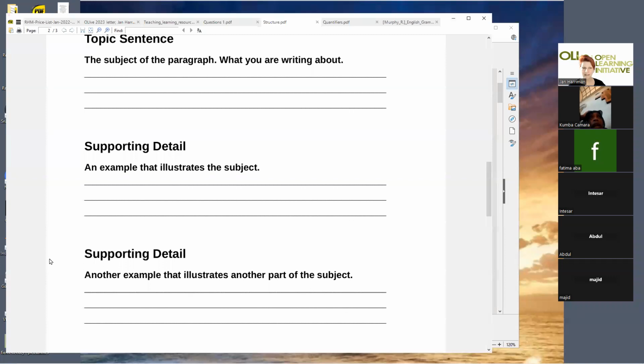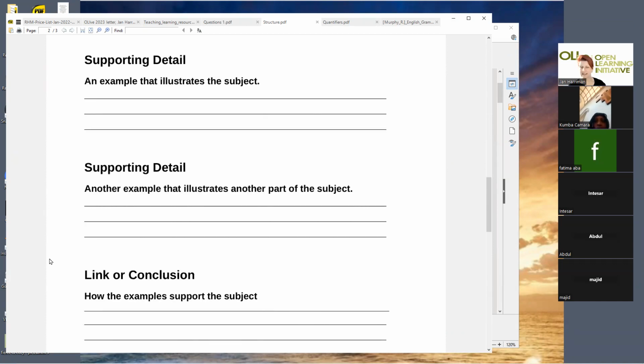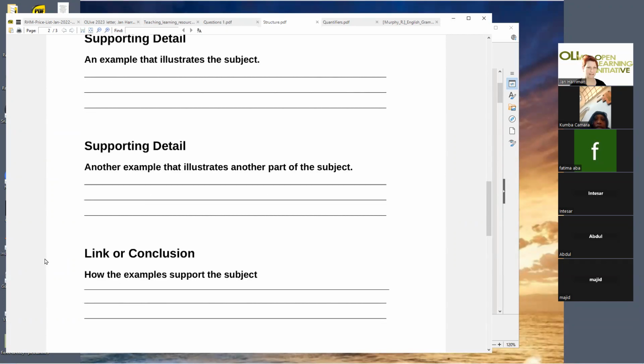Use a punctuation. Well, definitely. The conclusion. Yes, there'll be a link or conclusion. Now, if it's a paragraph inside a larger essay, it will be a sentence that links that paragraph to the main topic of the essay. If it's a paragraph on its own, it will simply have a conclusion that reminds you what the paragraph was about and why. Maybe ties some of those details together and restates how they support the topic sentence. Excellent.